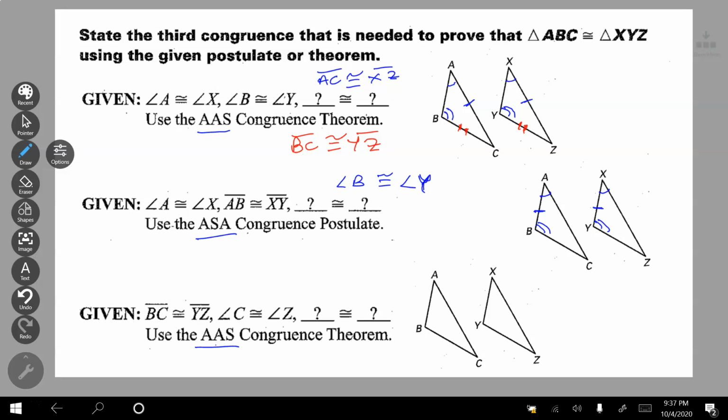And then finally I want angle, angle, side. Going back to what I did before. And I have side BC, side YZ, angle C, angle Z, and then I have 2 sides. I need another angle that is not connected to that side. So that would have to be up here. That angle A is congruent to angle X. So now I have, if you go in order, angle, angle, side. Angle, angle, side.